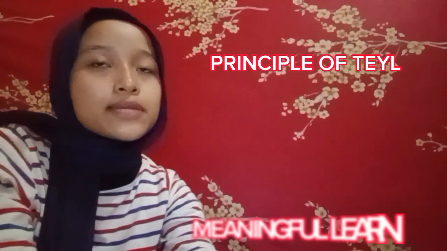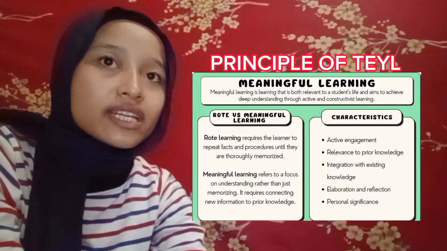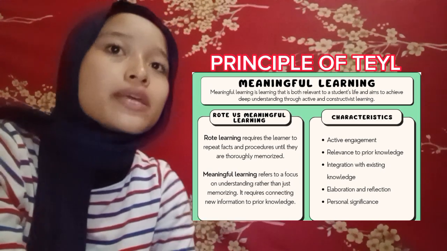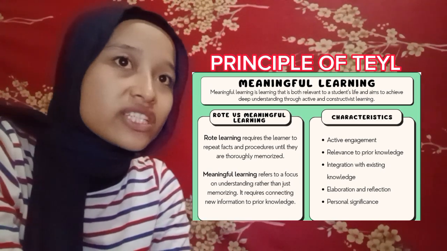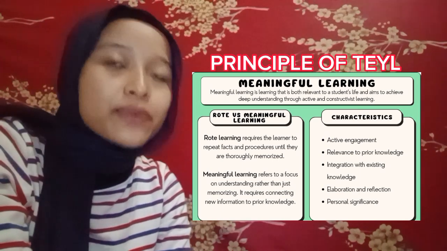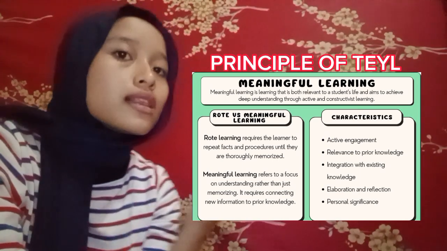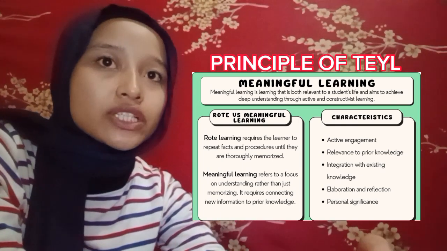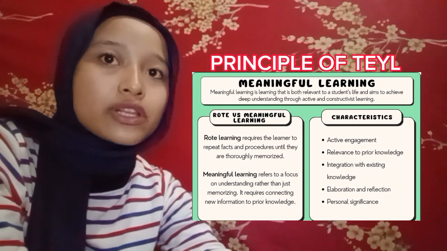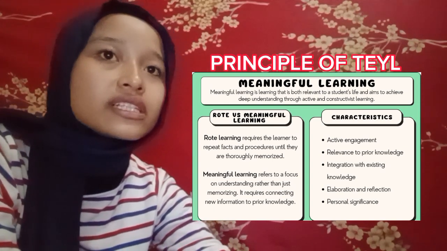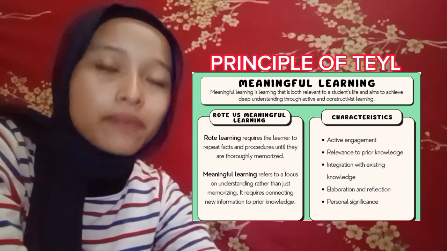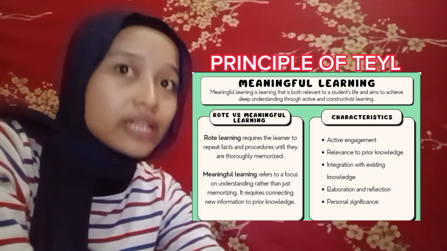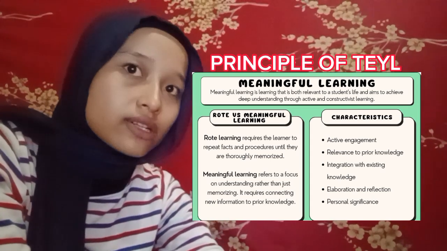The third is meaningful learning. Meaningful learning is learning that is both relevant to students' lives and aims to achieve deep understanding through the contextualization of the knowledge with prior knowledge and experience. Let's look at the picture. Mostly the definition of meaningful learning includes two key features. First, the content being learned needs to be relatable to students' lives, and the second one is students need to be able to connect and compare the new information to prior knowledge.